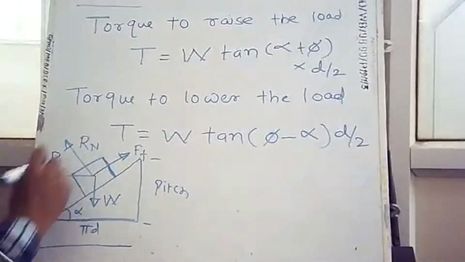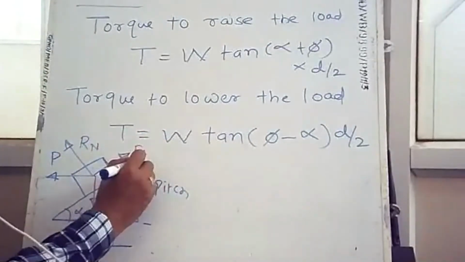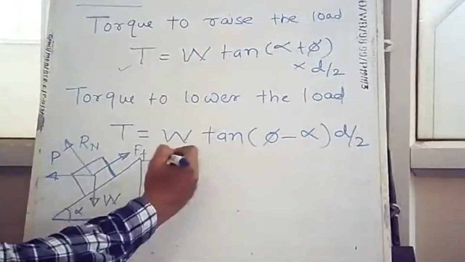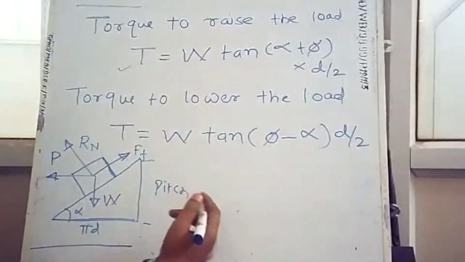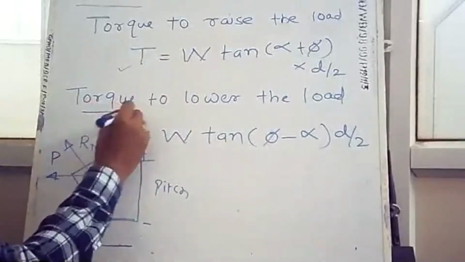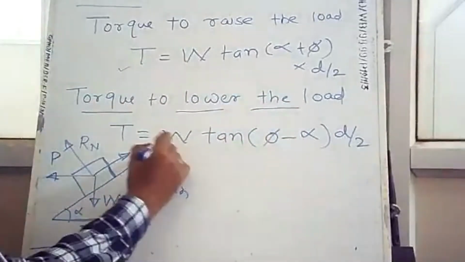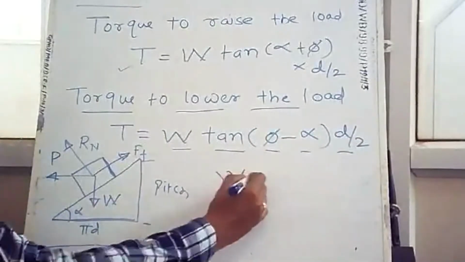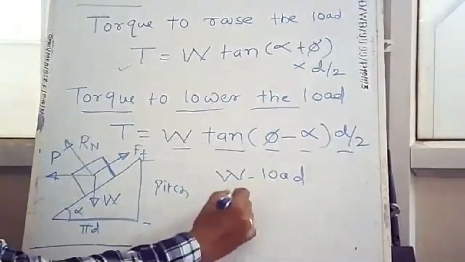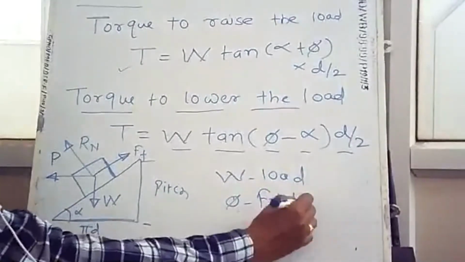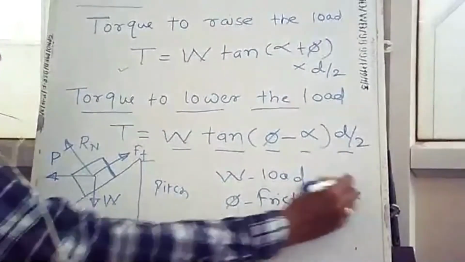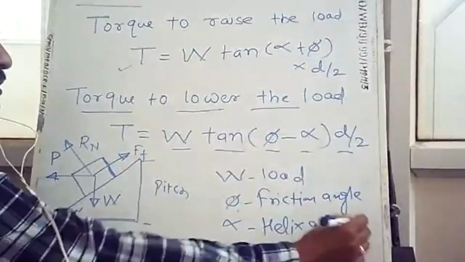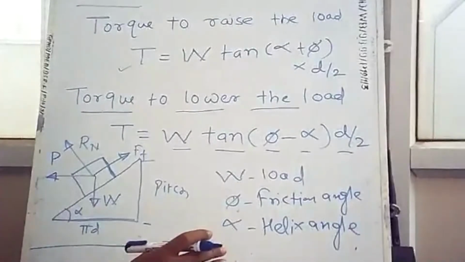So by using this particular concept, as we have already seen in our first equation, we can resolve the forces horizontally, and we say that the torque required to lower the load is equal to W tan of phi minus alpha into d by 2. Similarly, here W is the load, phi is the friction angle, alpha is the helix angle, and so on. So this is similar to our previous equation.